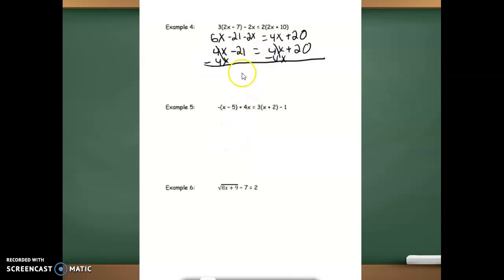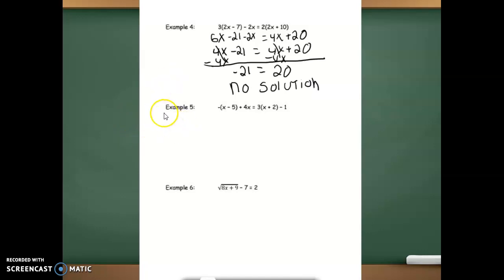Uh-oh. Very important that you look at what you have left over. Does that make sense? No way. -21 does not equal 20. So this is what we call a no solution one. When the variables cancel out, you're going to have two possible choices. If it doesn't make sense, it's a no solution.